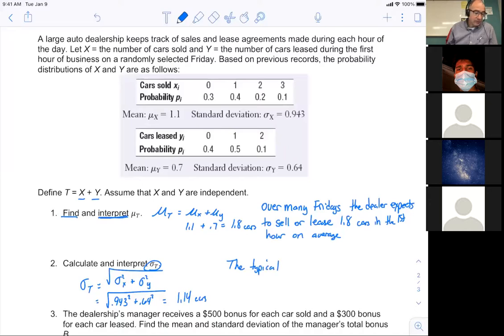Typical distance each observation lies from the mean of 1.8 cars is 1.14 cars.